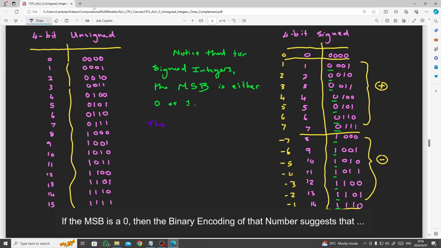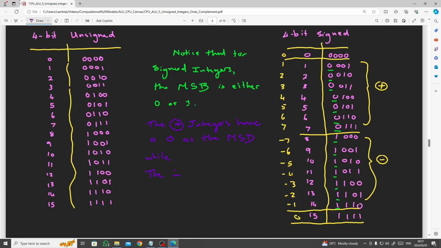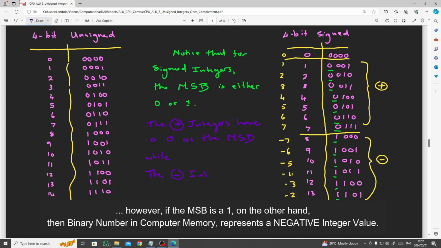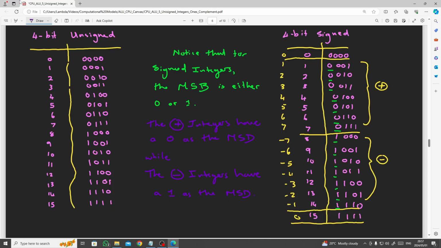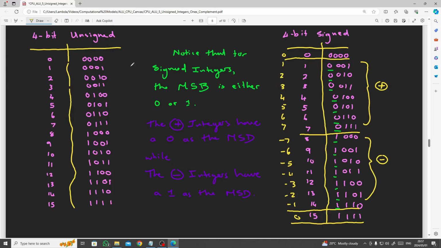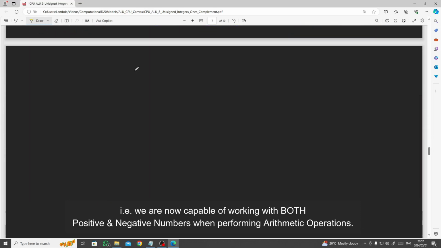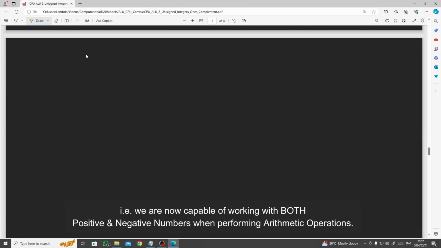If the most significant bit is a 0, then that binary number encoding suggests that the number stored in computer memory represents a positive integer value. Whereas if the most significant bit is a 1, on the other hand, then that binary number encoding in computer memory represents a negative integer value. Thus, we have achieved the desired model implementation for encoding signed integers. We are now capable of working with both positive and negative numbers when performing arithmetic operations.